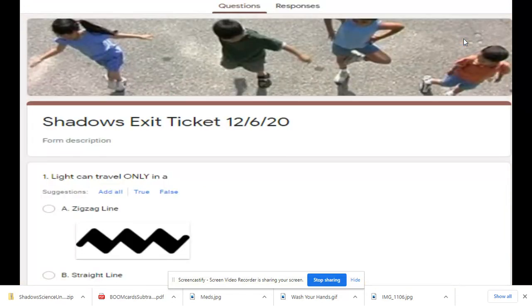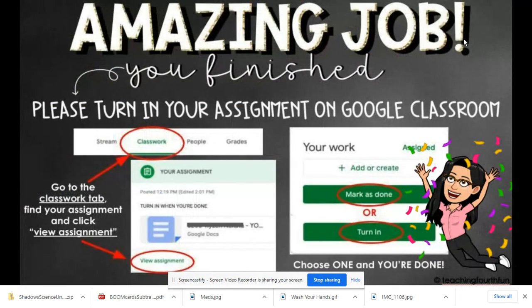Now, you will complete a Shadows exit ticket showing your comprehension and level of understanding of our lesson on shadows. Remember, boys and girls, when you have finished, make sure you submit for grading. And all work will be due by this coming Friday, December 11th, 2020, by 11:59 p.m. And just as a reminder, school will be closed for students Friday, December 11th. So you only have 4 days of instruction this week.